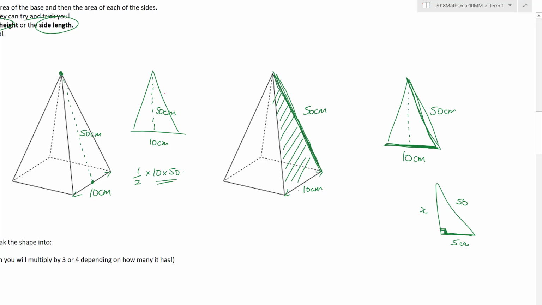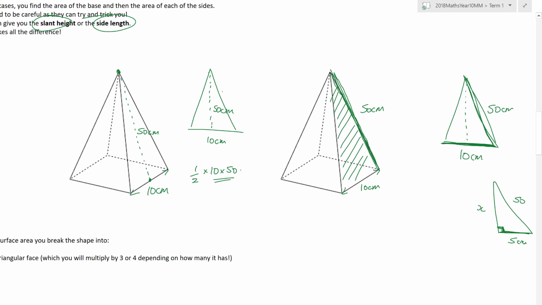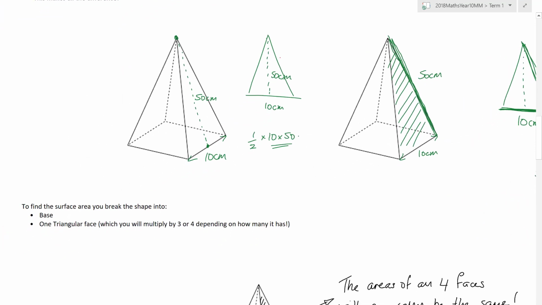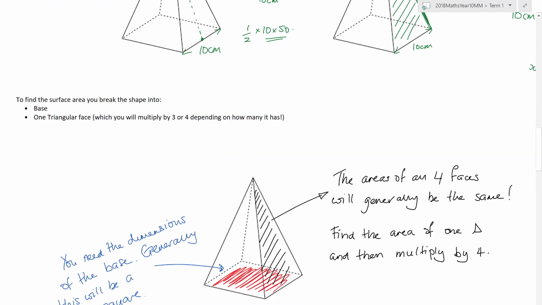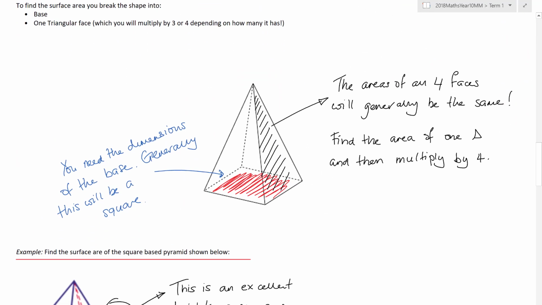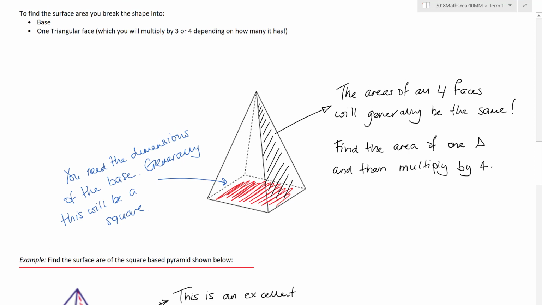Then, once I've done all that hard work, I would, luckily, be able to multiply it by 4 to give me the 4 triangles and add to the base. But it's a lot of work. So you want to hope in a question that they actually give you the slant height. As I say, the basics of anything when you're finding the total surface area is always find the area of the base and always find the area of one triangular face, which you can then multiply by 3 or 4. Now, when I say 3 or 4, remember, 3 if it's a triangular base, and 4 if it's a square base.